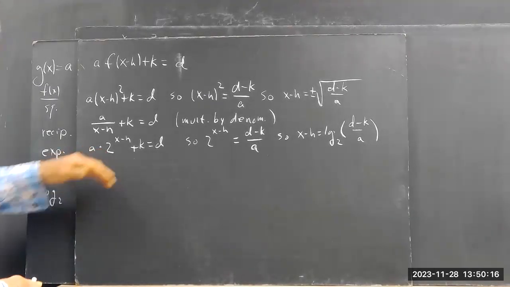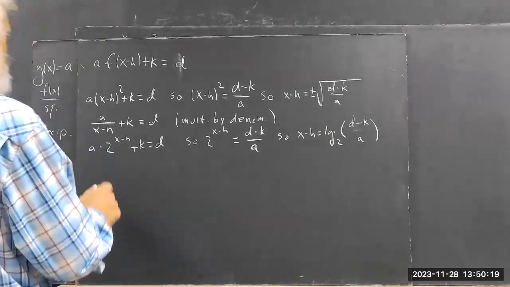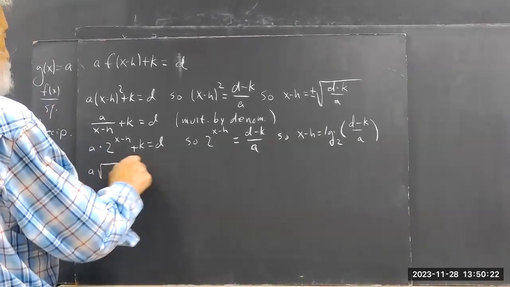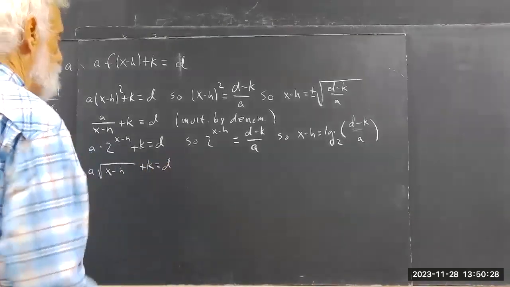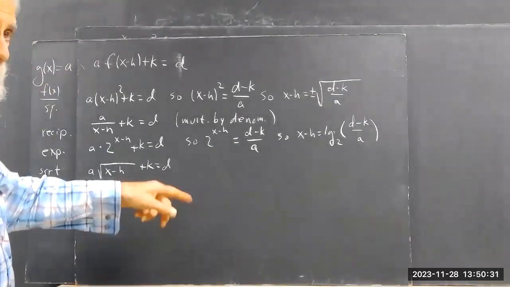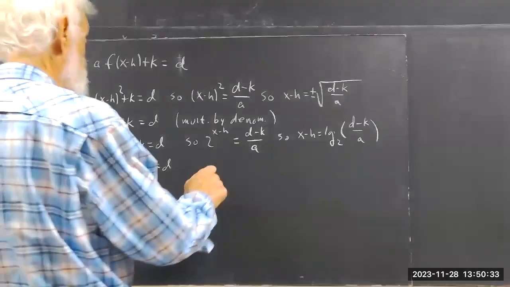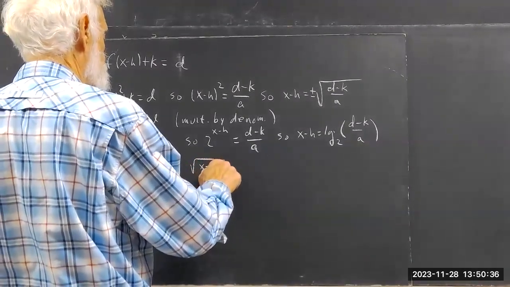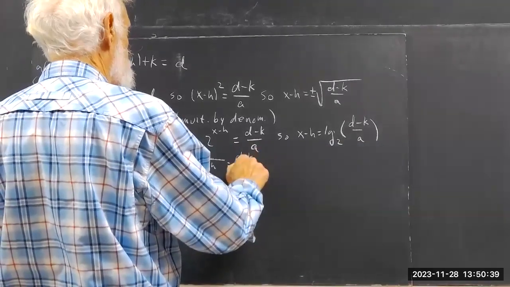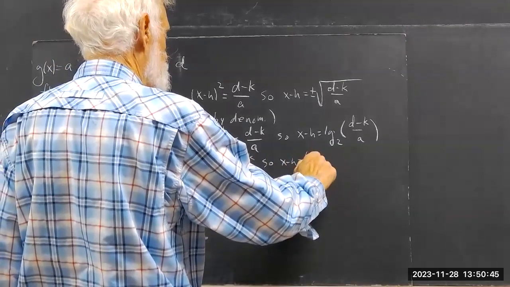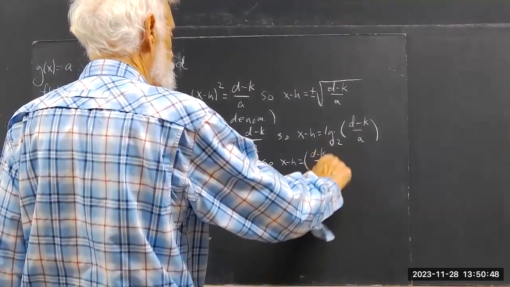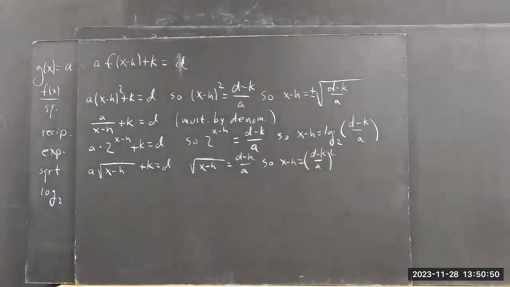What if you have a times the square root of x minus h plus k equals b? Well, subtract k from both sides, divide both sides by a, and you get the square root of x minus h equals b minus k over a. So x minus h equals the quantity b minus k over a, squared. If they're numbers, it's easier, but that shows you in symbols the kind of steps you would do.